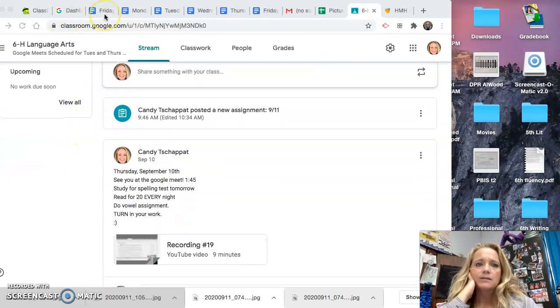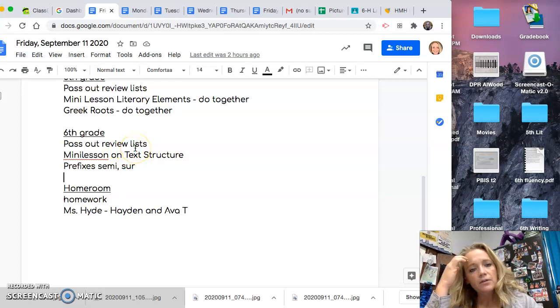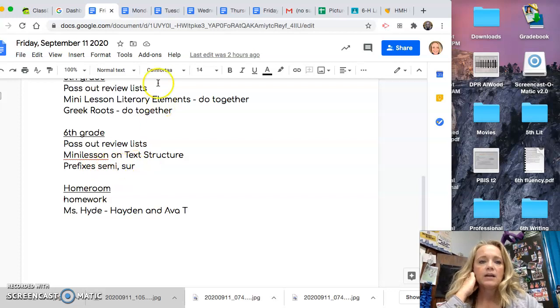And I'm going to start out with today in language arts. You got a review list for spelling, and I did a mini lesson on text structure, and we did an assignment on text structure, and we did prefixes, semi, and sir.